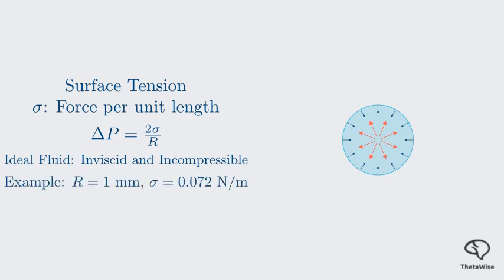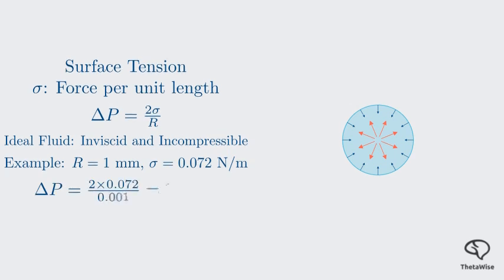Let's calculate the pressure difference for a tiny water droplet. If the radius is 1 millimeter and the surface tension of water is 0.072 newtons per meter, the pressure inside the droplet is 144 pascals higher than the outside air.